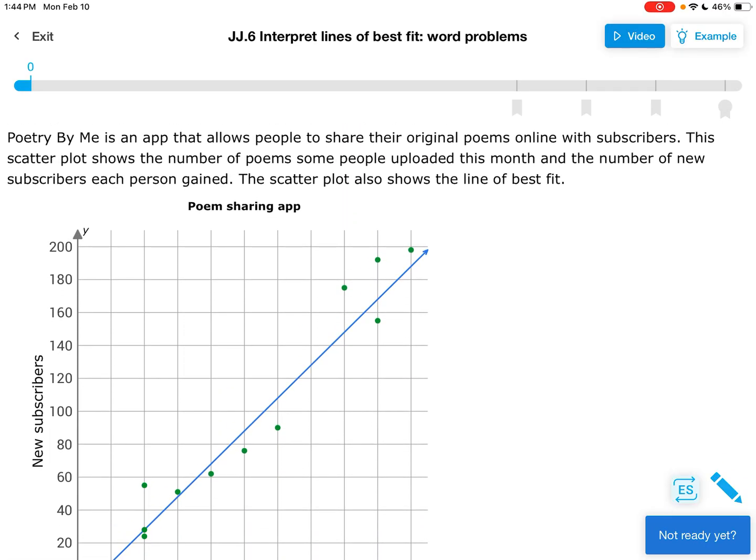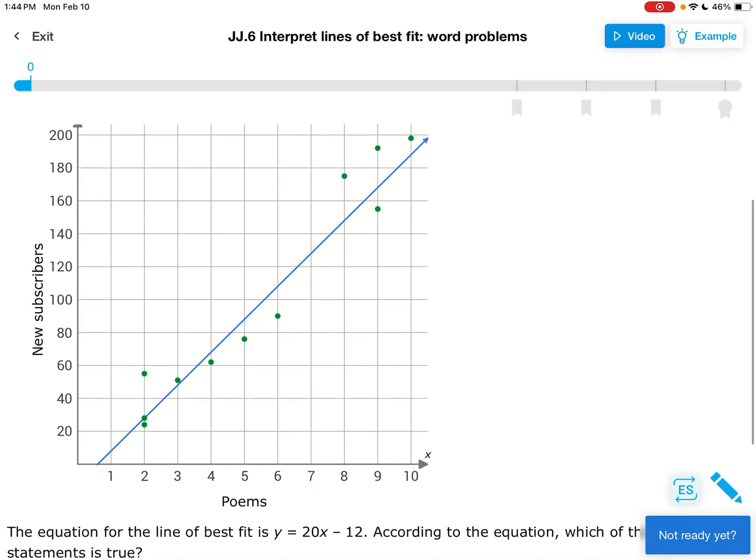Poetry by Me is an app that allows people to share their original poems online. How nice. This scatter plot shows the number of poems some people uploaded this month and the number of new subscribers they each gained. The scatter plot also shows the line of best fit.